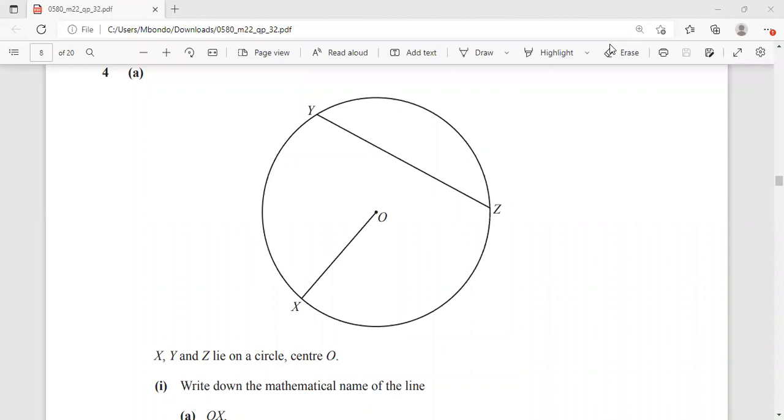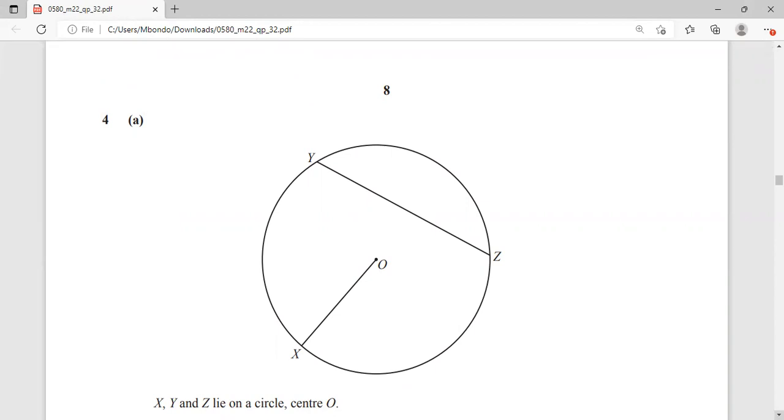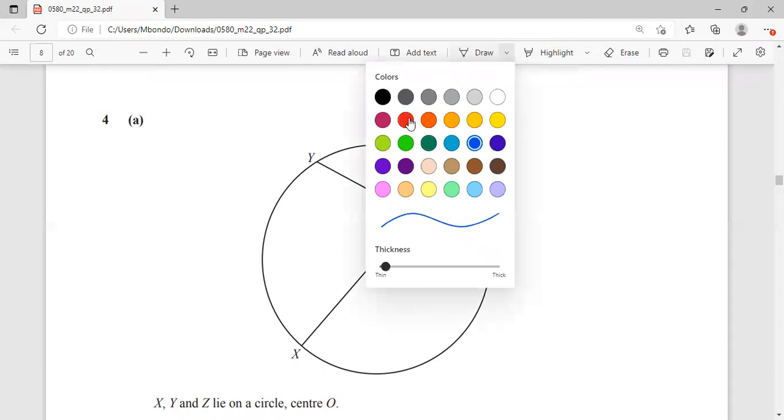Welcome, guys. So we need to continue with this paper. Last time I solved question 1, 2, and 3. So we begin from question 4. Suffice to mention that this paper was requested by Silka. Okay. So we need to see how we can proceed and solve. All right. So we can begin and do the work together.